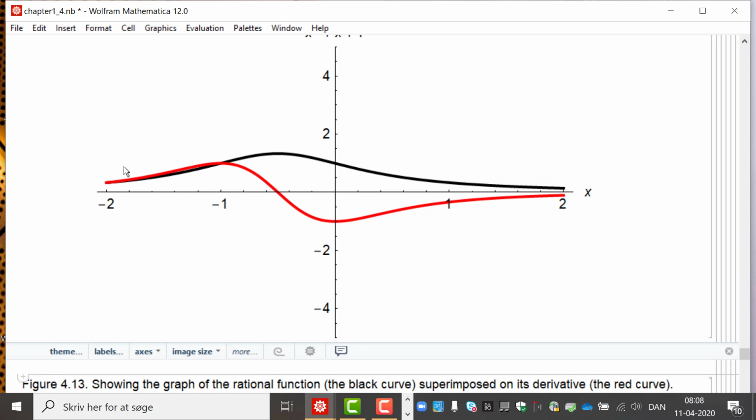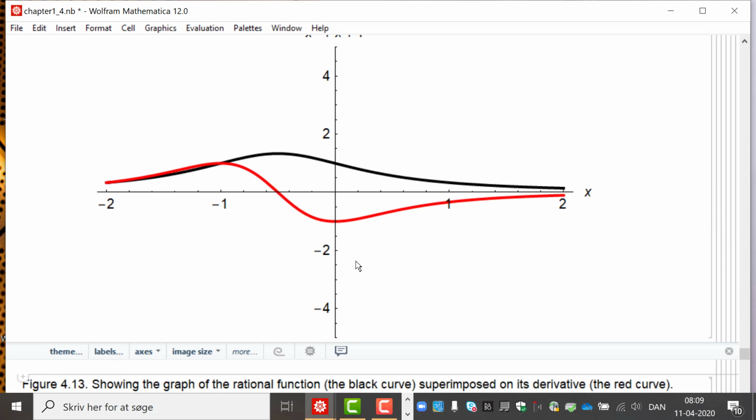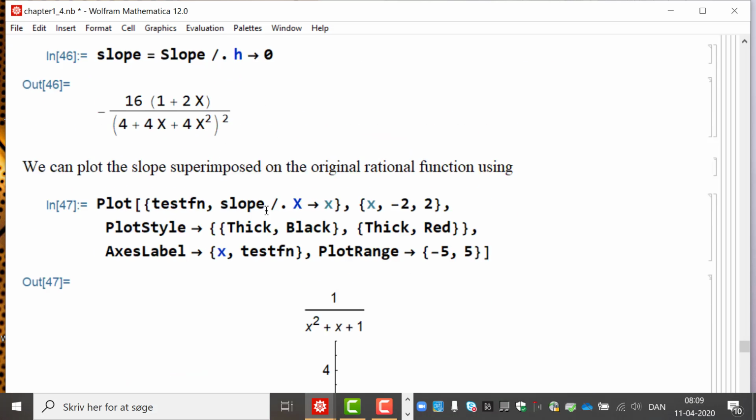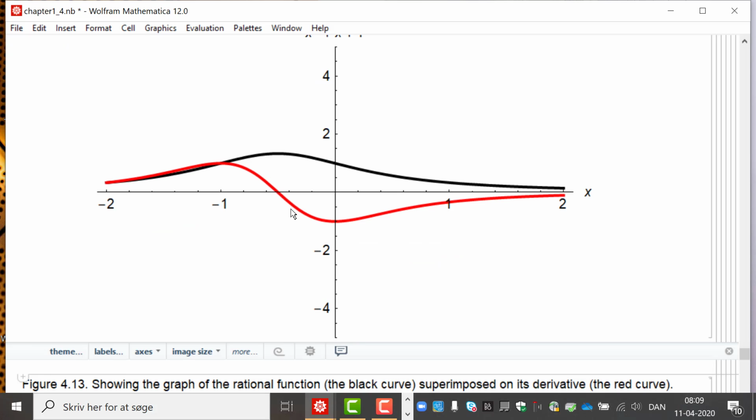Well, the slope, this is the red curve, it seems to have a maximum here and a minimum here, and they appear to be where this original curve has an inflection. You can see that the rate of change is negative here, and it has a simple 0 here at x equals minus a half, and that's where the derivative has a simple 0. So again, a nice looking function.